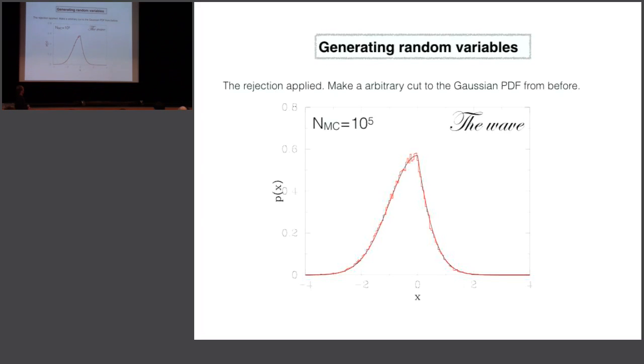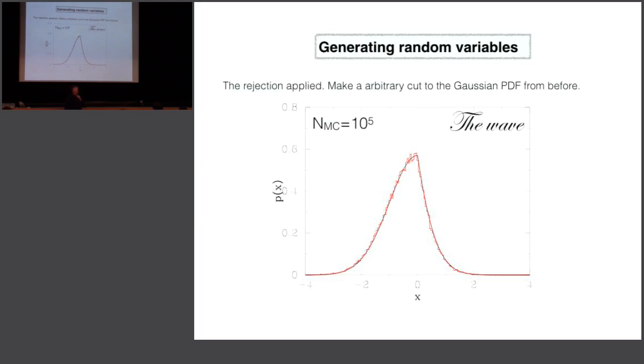Oh yeah, and I call this the wave, but I think it could also be the Lyman-alpha profile, right? With poor spectral resolution, basically. The rejection method applied, it should read.